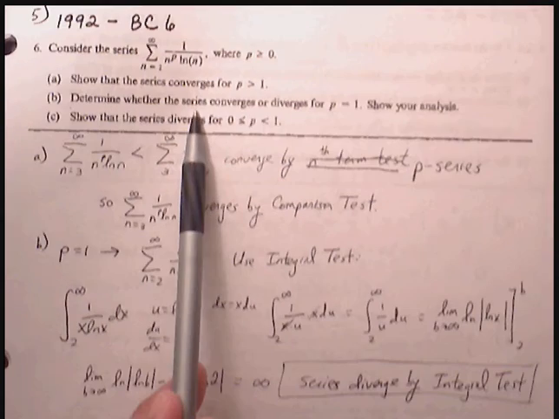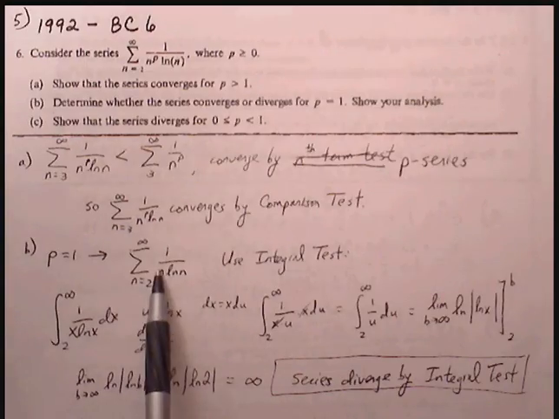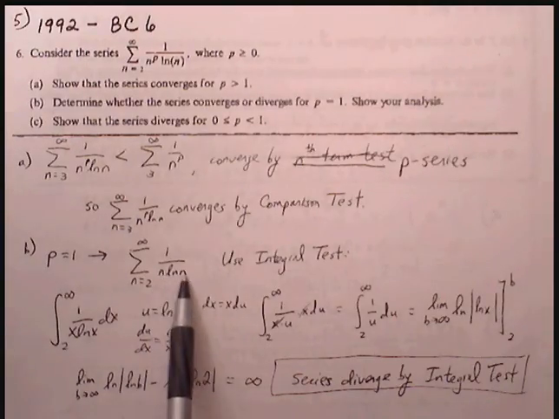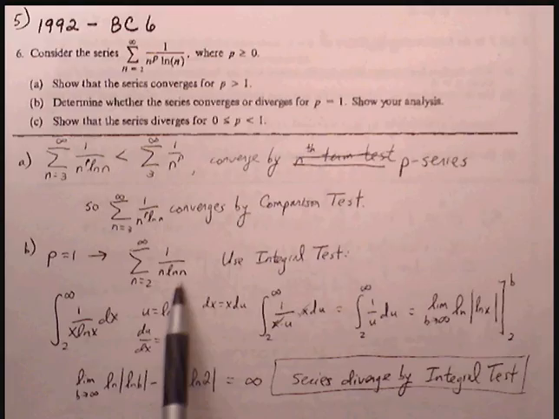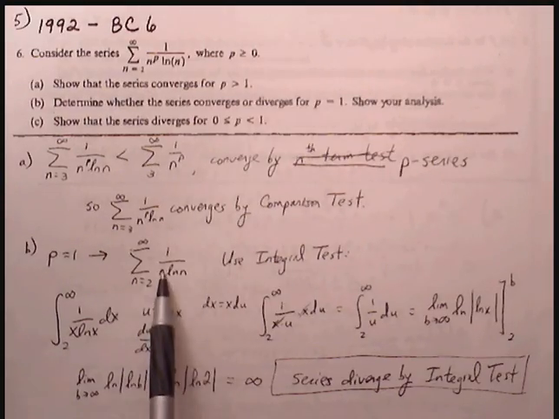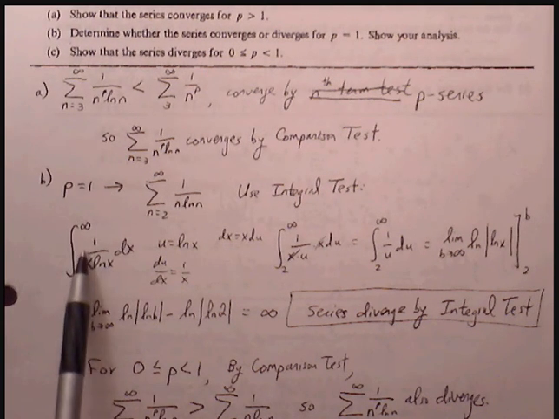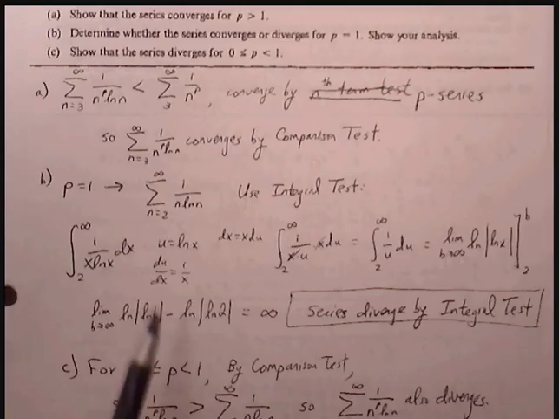Part B, determine whether the series will converge or diverge for p equal to 1. So when p is equal to 1, we get 1 over n natural log of n. And this is something that we may have to use the integral test for. So if we set up using the integral test, I'm going to convert the n to be x's. So the integral from 2 to infinity of 1 over x ln of x.